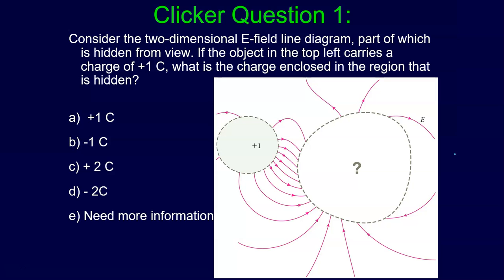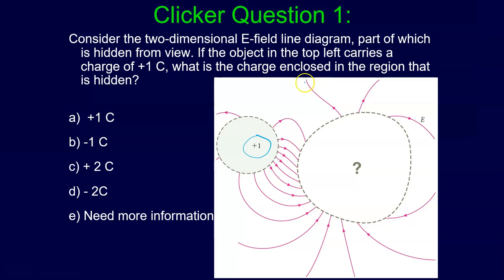But let's start here. We have this picture to give you the flavor of this. We're looking at this two-dimensional E-field line diagram. Part of it is hidden from view. If the object in the top left is 1 coulomb, and you can see the number of lines coming on and going off, how much charge is in that other object? Go ahead and pause here and think about this and see what you're thinking.